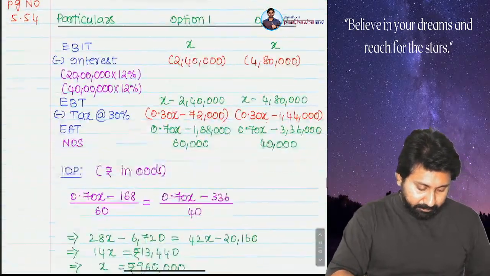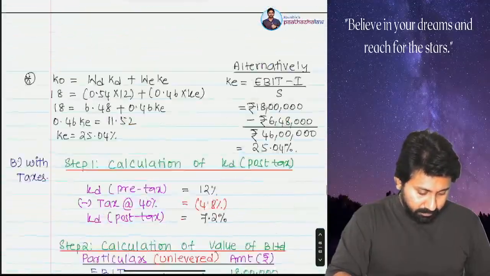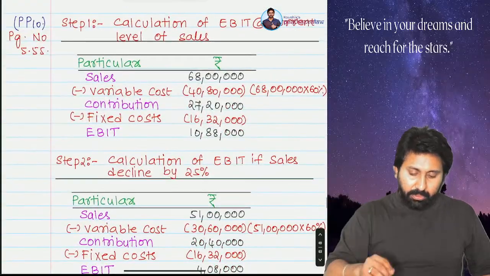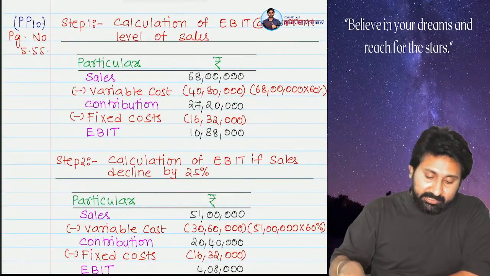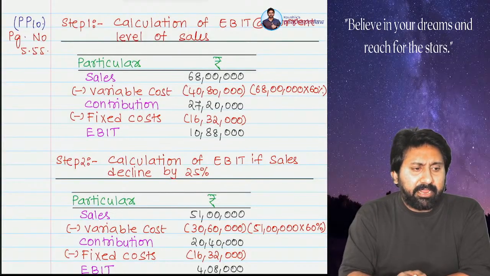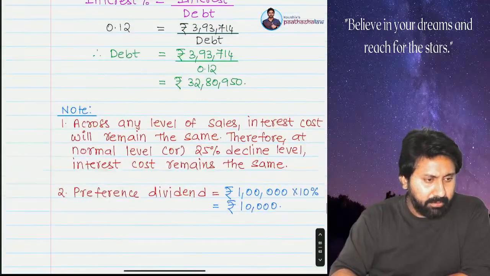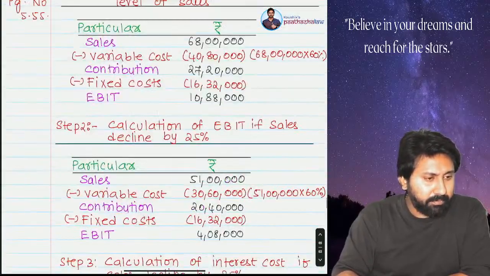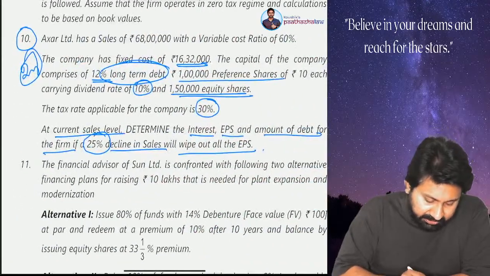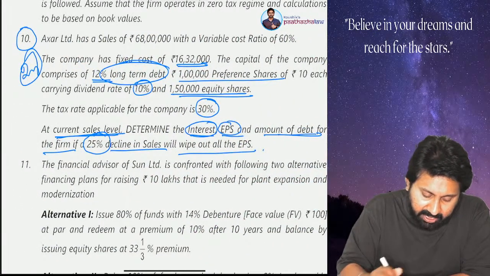See here. Okay, listen first. I will explain. This is not the time to do the problem, a lot of time will be taken. So therefore, I will first explain and I will close it. Now, see here. First point number 1. What is the first question asking? At the current sales level, determine the interest, EPS, amount of debt.